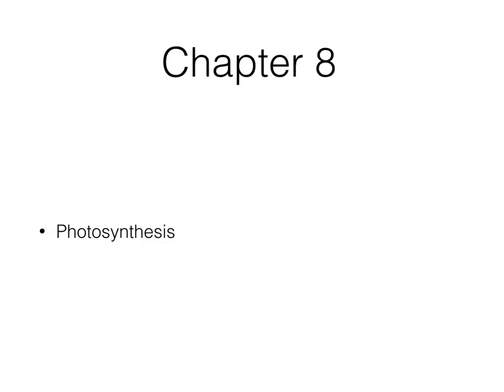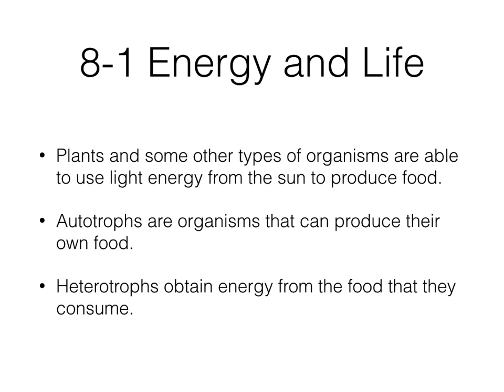Chapter 8, Section 1 is going to be the first part of photosynthesis, and Section 1 is going to deal with energy and life. Plants and some other types of organisms are able to use light energy from the sun to produce food. Autotrophs are organisms that can produce their own food, and heterotrophs obtain energy from the food that they consume. So this is a little bit of review from what we've done before when we talked about ecology and heterotrophs and autotrophs and feeding relationships.